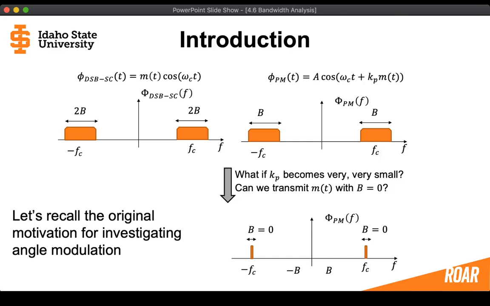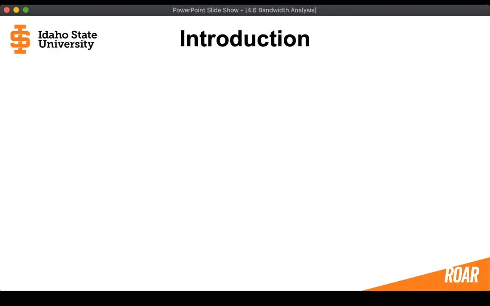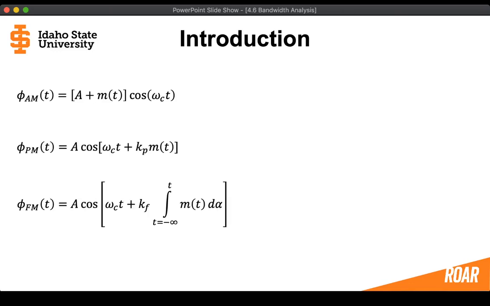What actually happens? So in the previous chapter, 4.5, we looked at things like instantaneous frequency and what it really meant to come up with a modulated PM or FM signal. So to start with, if we remember, we had the AM modulated signal, which had some amplitude A plus the message multiplied by a cosine at carrier frequency omega c. And then we have these two angle modulated signals, PM and FM.